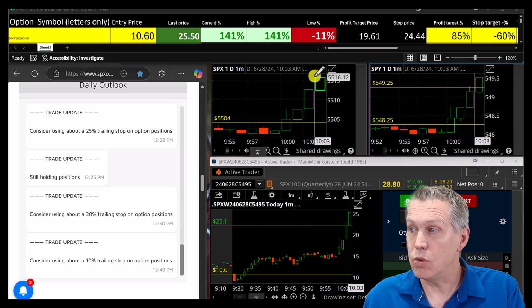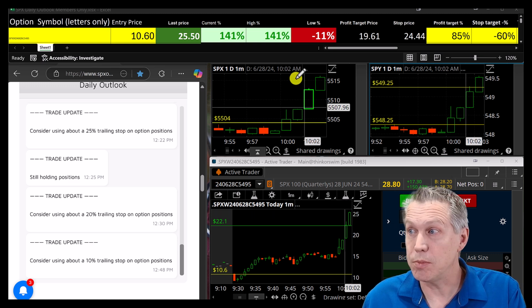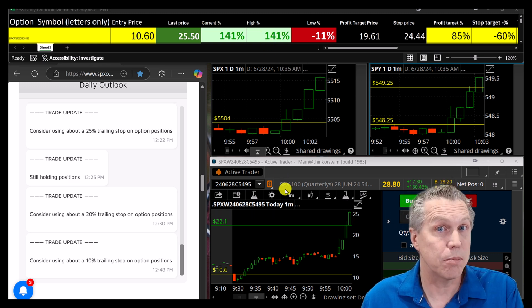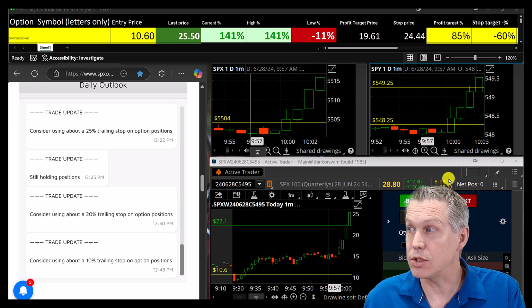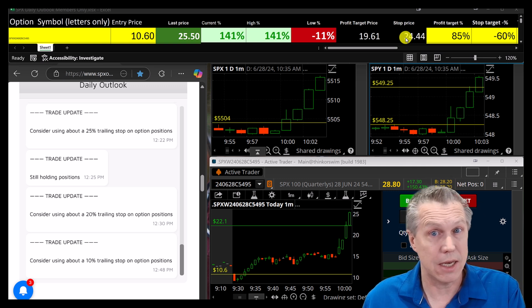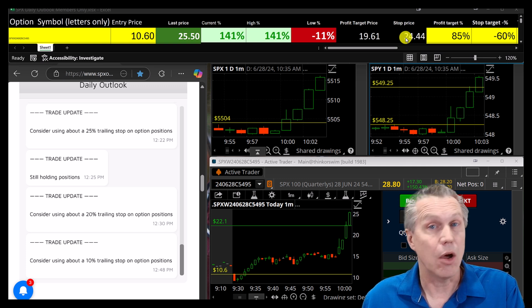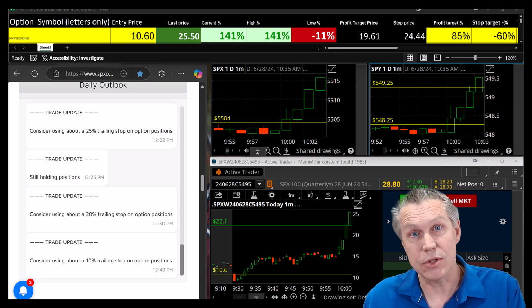Notice that we've hit a new high on the SPX and the SPY, as well as a new high in our option position. We're now at 141% at the high, and we're going to be continuing to follow it up with a 10% trailing stop. It will be identified for us up here, giving it room to run, but also ensuring that we make a very nice profit as it runs. Now, we're going to jump ahead a little bit here to show what happens on this day.